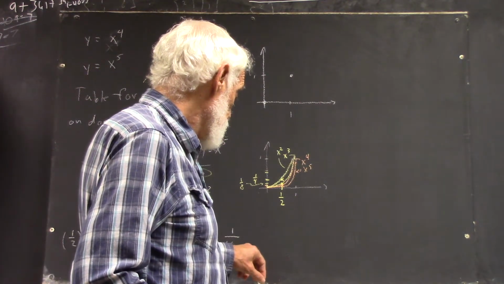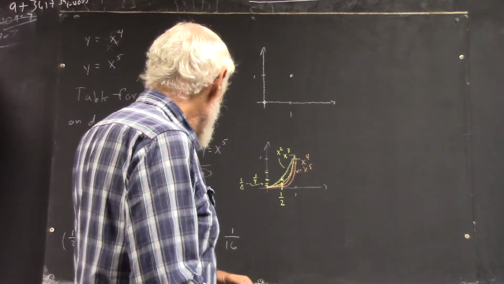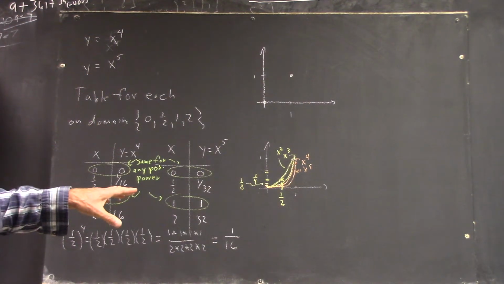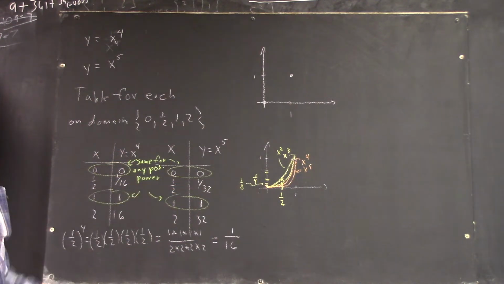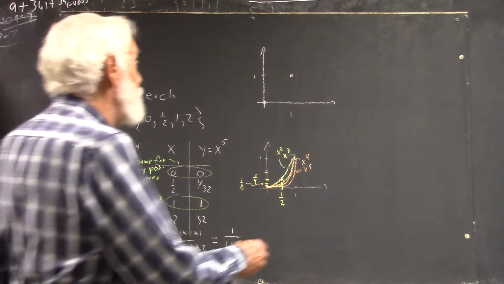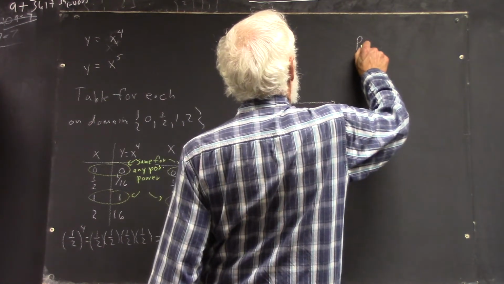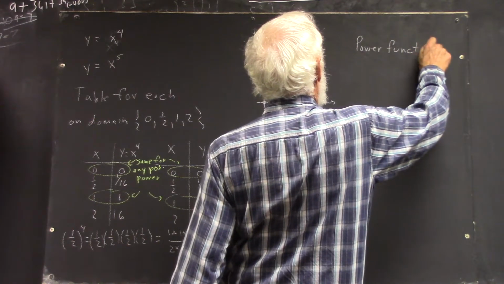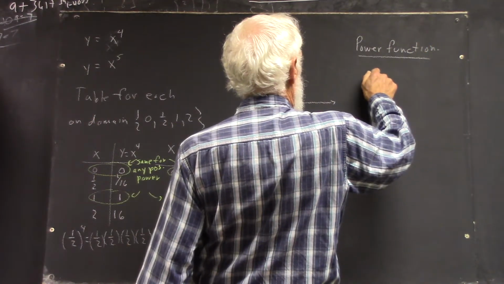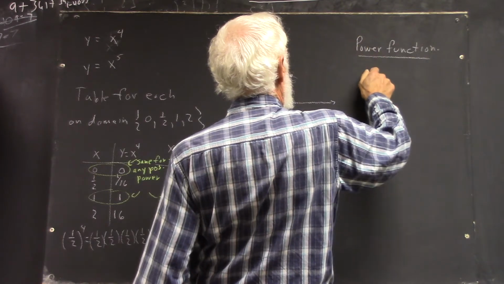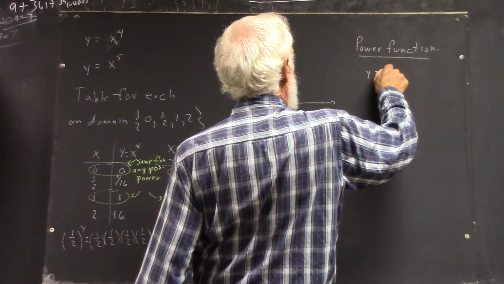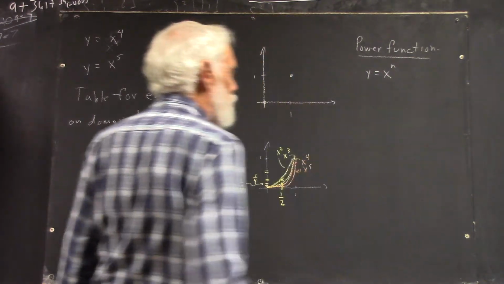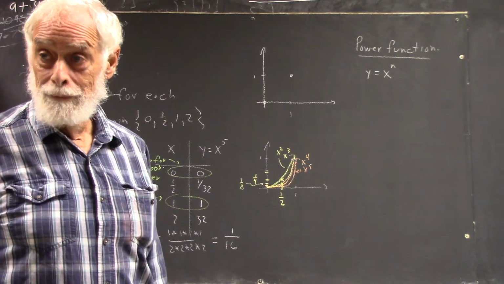And there are some other things that are less important, but we're not going to do that. Okay. So, we got that idea? That's the scheme of power functions. Now, definition. It's just y equals x to the n.